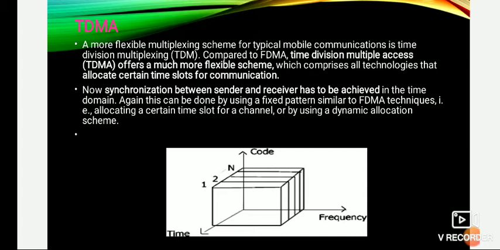Now, the synchronization between the sender and the receiver has to be achieved in the time domain. Again, this can be done by using a fixed pattern, similar to the frequency division multiple access techniques, that is, it allots a certain amount of time slot for a channel, or by using a dynamic allocation scheme. So, this is a diagram for TDMA. The channels are assigned according to the time slots.